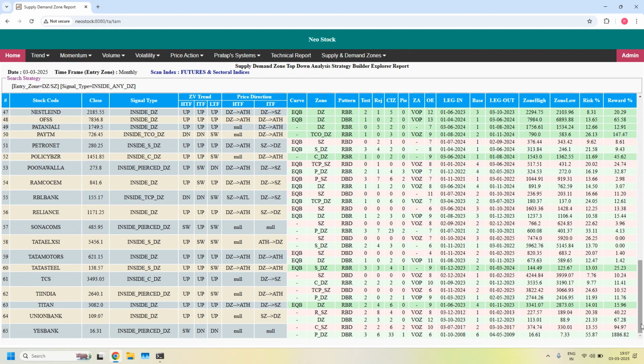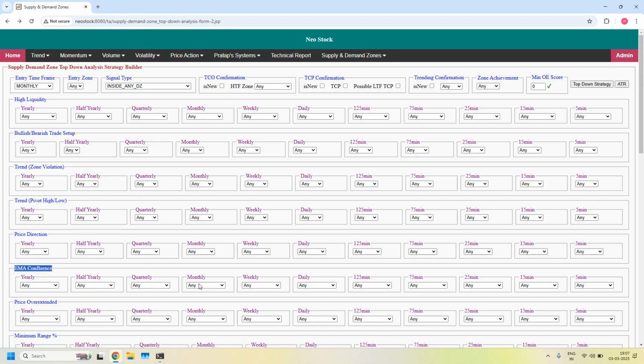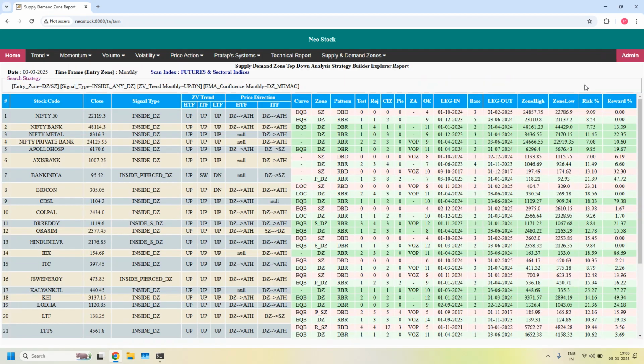So total 65 stocks are filtered. We can further filter this list based on EMA confluence. In the EMA confluence at monthly time frame, I am setting the filter: monthly demand zone having monthly EMA confluence, and trend on the monthly should not be sideways. It can be up or down.